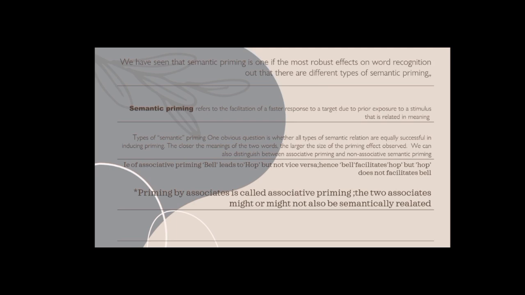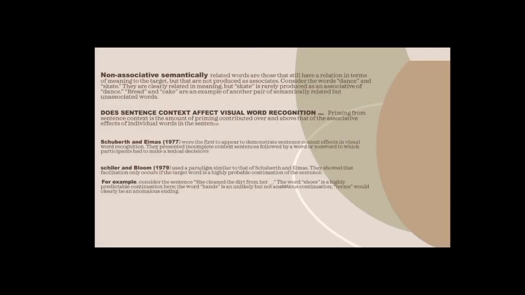So some words are produced as associates of words that are not related in meaning. Priming by an associate is called associative priming. The two associates might or might not also be semantically related. Non-associative semantically related words are those that still have a relation in terms of meaning to the target, but are not produced as associates.